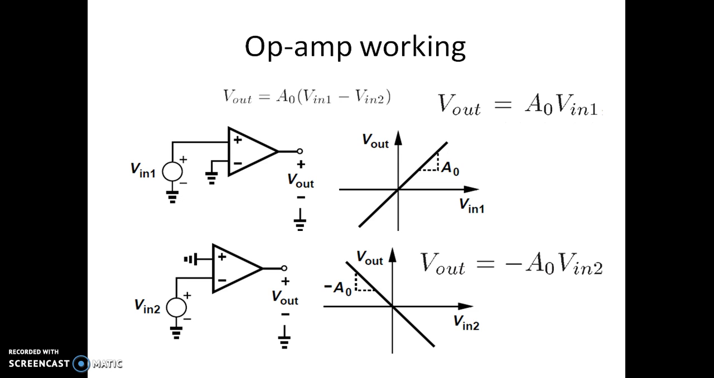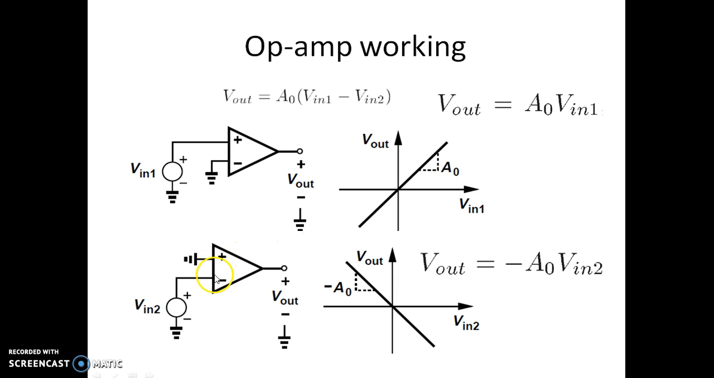Now we should see the working of the operational amplifier. So we shall consider the first circuit where the input voltage is given to V in 1 and V in 2 is grounded. So we know that the output expression is given by A0 multiplied by V in 1 minus V in 2. As V in 2 is 0, the output voltage is given by A0 times V in. Corresponding to this output expression, we are writing the transfer characteristics of this operational amplifier, which has a straight line with a slope of A0.